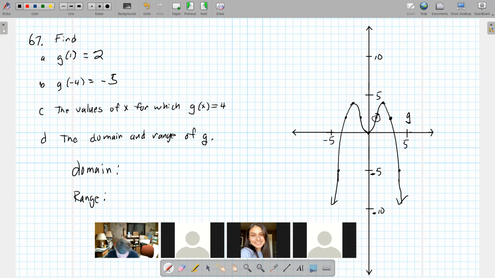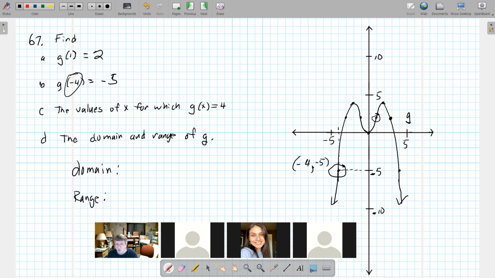Everybody see that? Right there. Isn't that the point? -4. Oh, okay. 5? Yeah. The thing you've got to get straight is, are we looking for x? Or are we looking for y? Do they give us x? Do they give us y? Here, they give us x. Where on the graph is x -4? It's right there. What's the corresponding y value? -5. Okay.